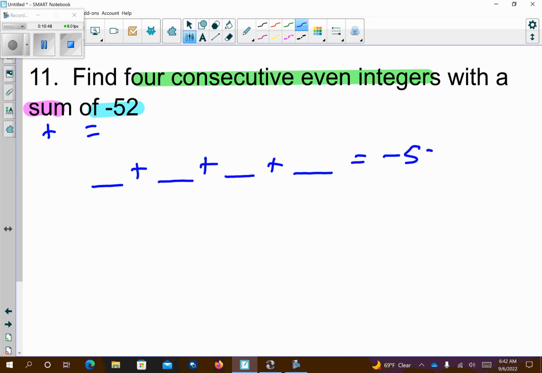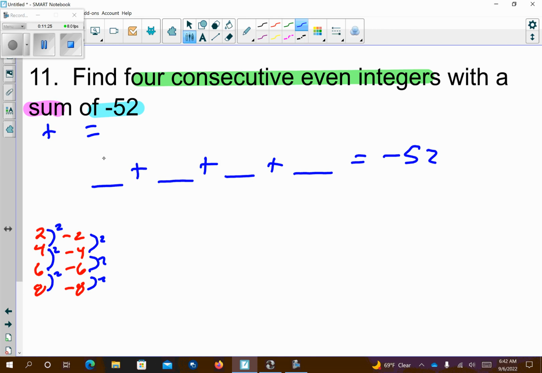They all have a sum of -52. So we have to think about this. An even integer would be 2, 4, 6, 8. But it could also be negative. So let's think about if these are even integers, and these would also be even integers, how far are these spaced apart from each other? It doesn't matter if they're positive or negative. That's right. You're basically adding 2. There's a difference of 2 on each of these.